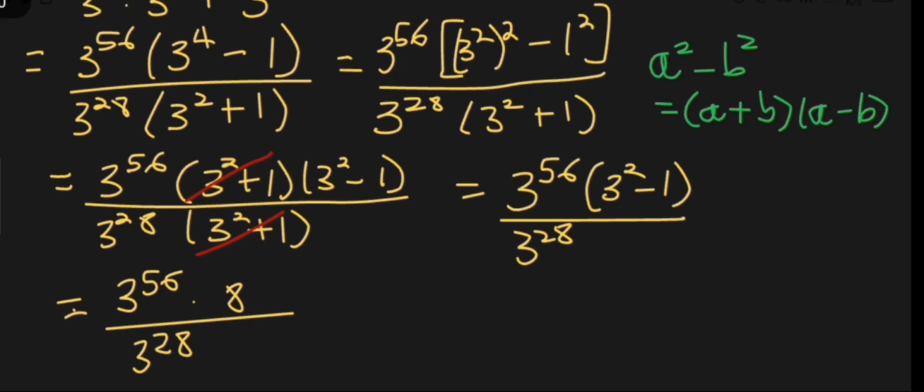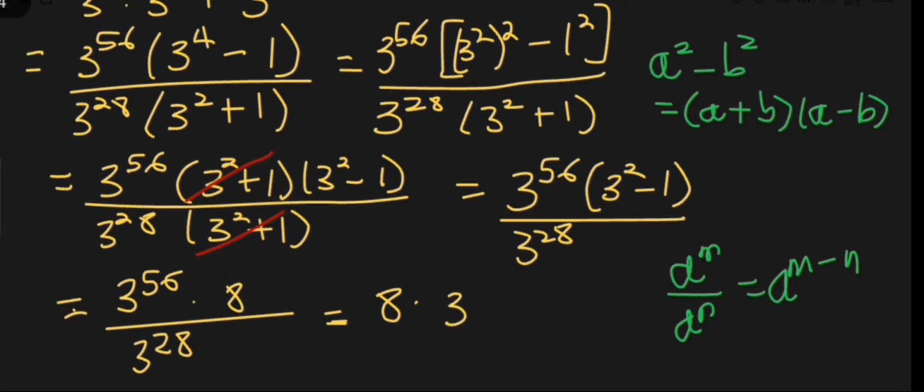which brings about subtraction of exponents to 3 to the power of 56 and 3 to the power of 28. The law says that if we have a to the power of m divided by a to the power of n, it is a to the power of the difference between the exponent m minus n. Therefore, we have 8 times 3 to the power of 56 minus 28. Hence, the final answer of the simplification is 8 times 3 to the power of 28.